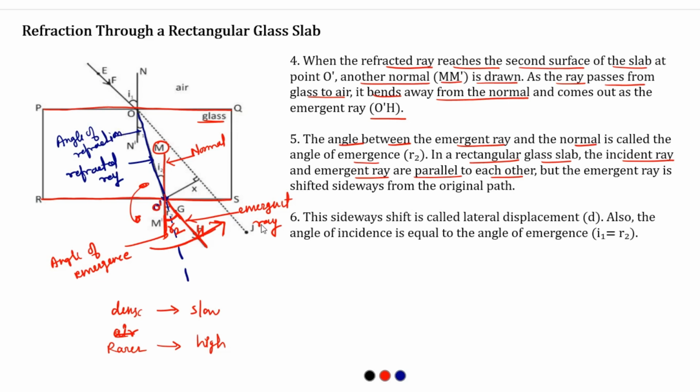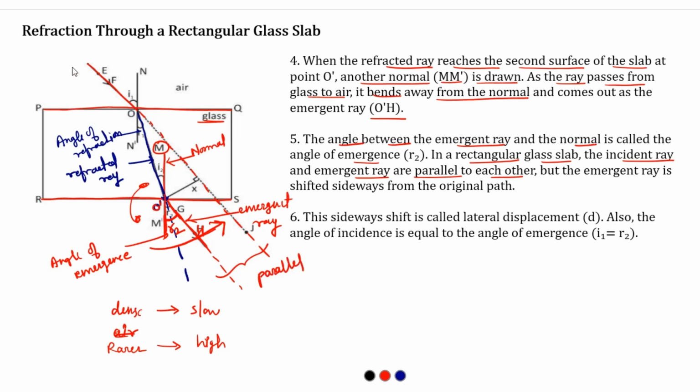Incident ray is here. So you can see, let me draw it with the red color. This was the incident ray. If I extend it like this, see the dotted line, it will come like this. And where is the emergent ray? This is the emergent ray. If you see these both the rays, these both are parallel to each other.